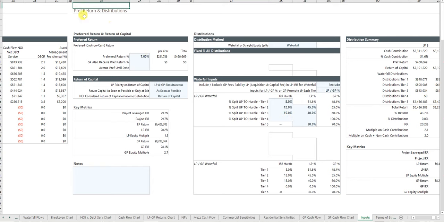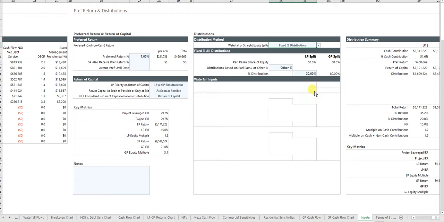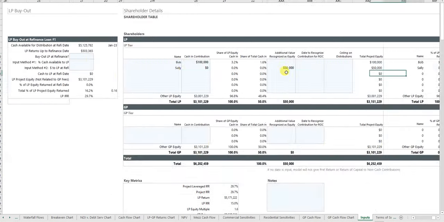Here's the last part of inputs, the LP/GP agreement, the preferred return distributions. You can do your pref. The GP can get a pref also if you like. The LP can get paid back first or simultaneously. You can do a waterfall here based on IRR hurdles, or alternatively you could just select to do fixed percent distributions. This waterfall goes to sleep, this part comes alive. And then lastly, you can tell the model individual names of investors, and the model can even handle equity recognition for non-cash contributions of investors as well.